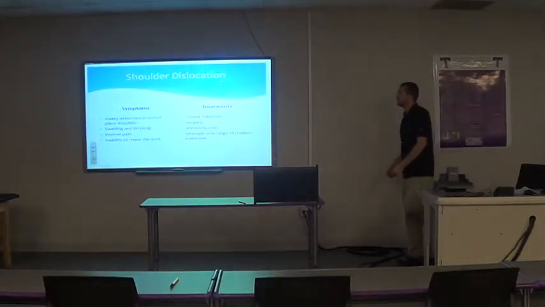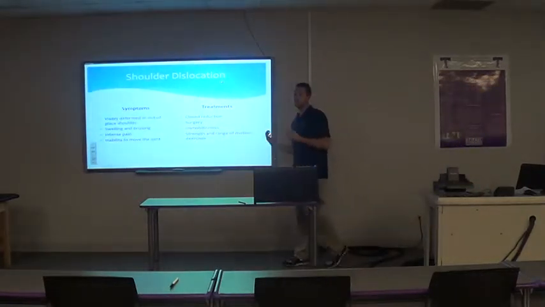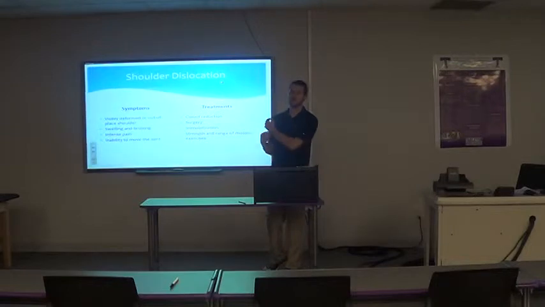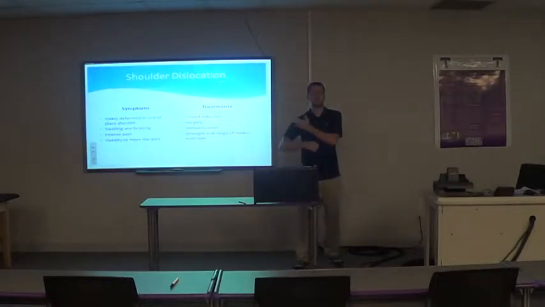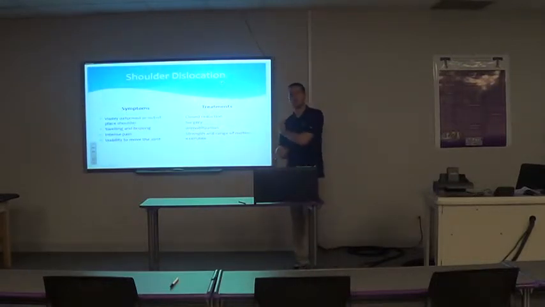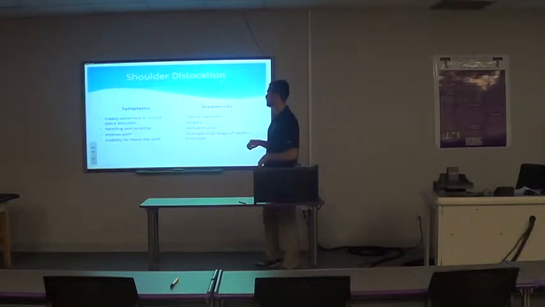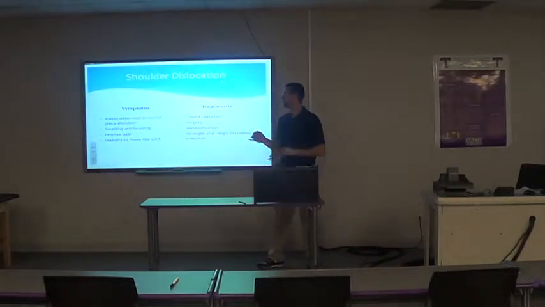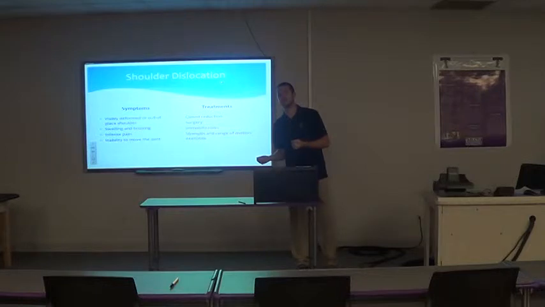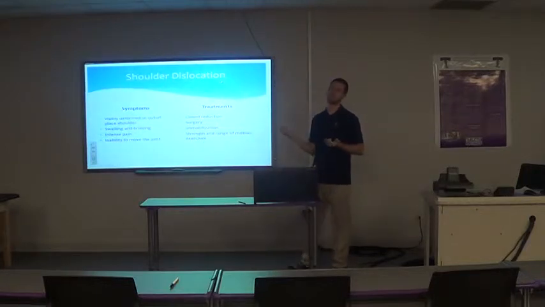Some of the symptoms, like I said earlier, there's a visible deformity, so there's like an indentation right there. You can kind of see, especially if it's staying out. There'll be a little hole, a little indentation there that you can see in the shoulder. There'll be swelling and bruising, intense pain, and a lot of times the athlete won't be able to move their shoulder.